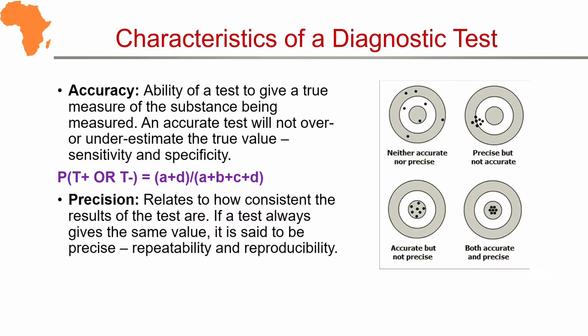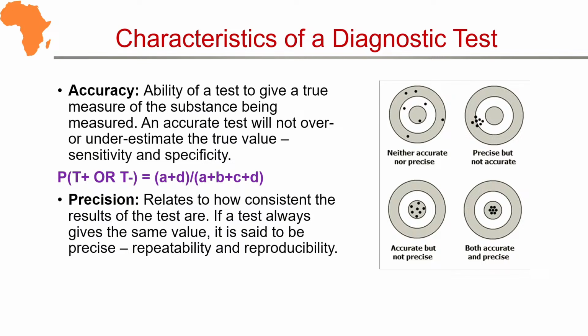You know that, the game thing. If our aim is to hit the bullseye, and you can aim the bullseye multiple times, you're very accurate, right? If your aim is to get a 20 and you hit the 20, you're also accurate. Now, precision relates to how consistent the results of the tests are.